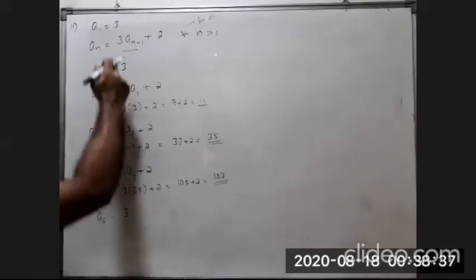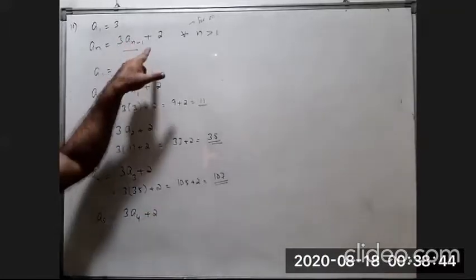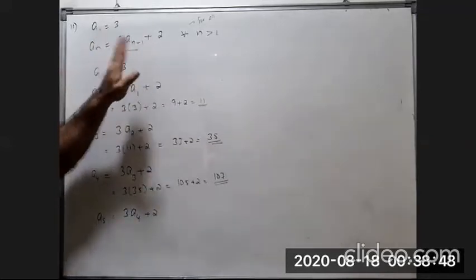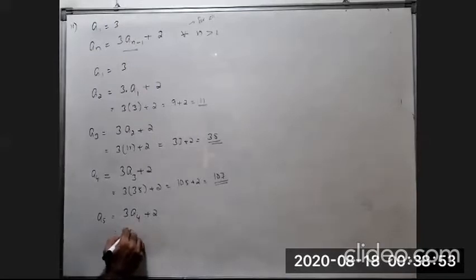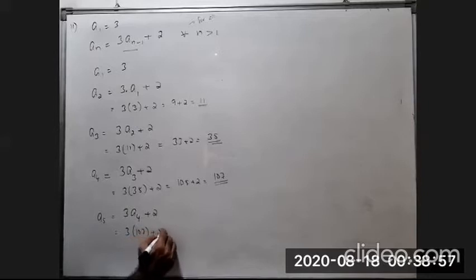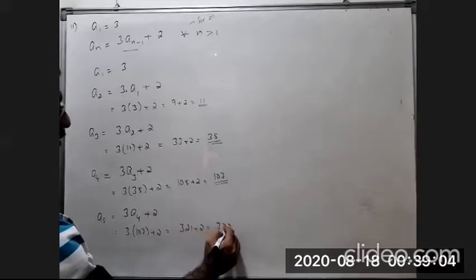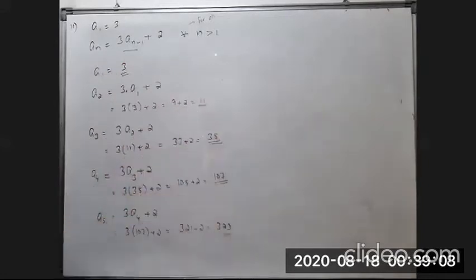Then a_5. Three times the previous term, a_4, plus 2. See that in 3 times a_(n-1), a_(n-1) stands for the previous term. This is 3 times 107 plus 2. So 321 plus 2, 323. So these are the 5 terms: a_1, a_2, a_3, a_4, a_5.